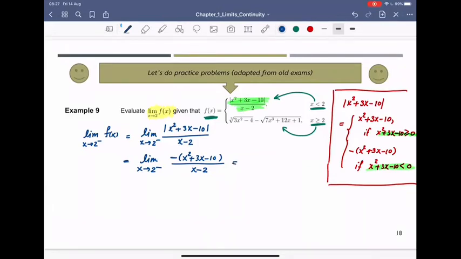And then after that, I'm going to factor the thing on the numerator. So I have negative x minus 2 and x plus 5. Everyone should be able to factor this easily. And then I cancel x minus 2. After that, I have the limit as x goes to 2 from the left of negative x plus 5, which is negative 7. All right, I have the left hand limit here.